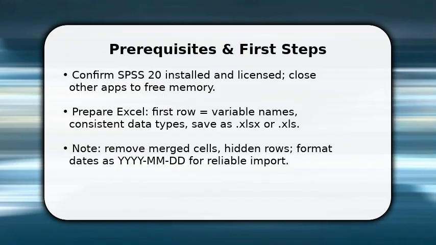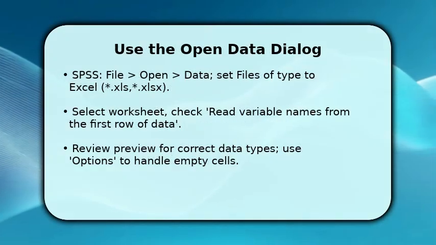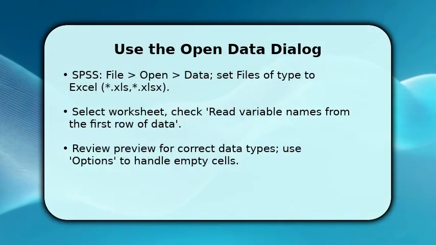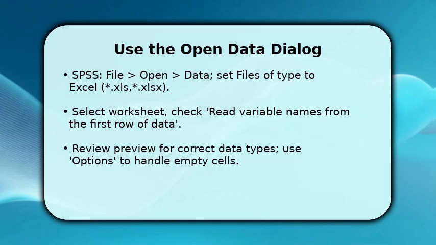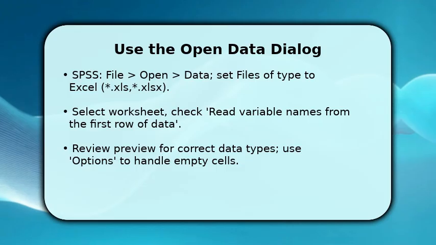This matters because SPSS reads the top row as variable names. You now choose File Open Data and change files of type to Excel. Select your file and pick the correct worksheet from the drop-down. Make sure Read Variable Names from the first row is checked so SPSS assigns labels automatically.